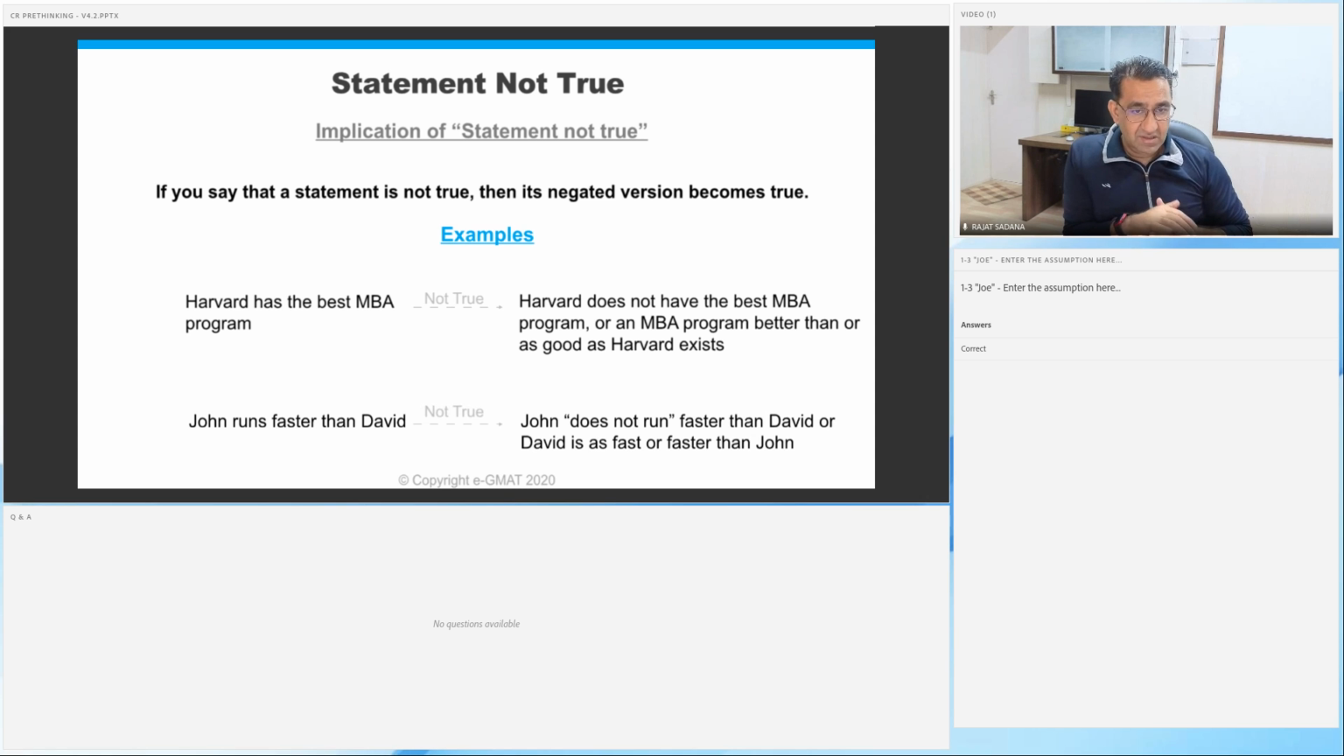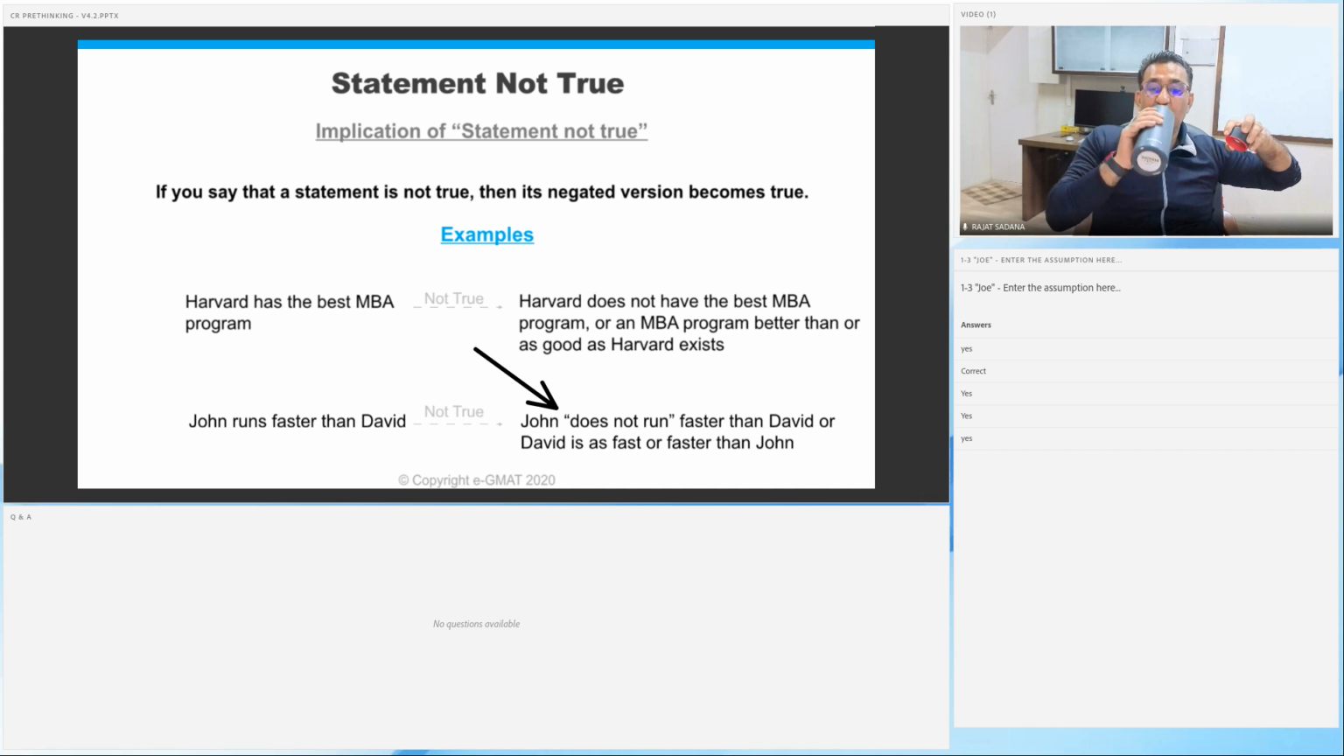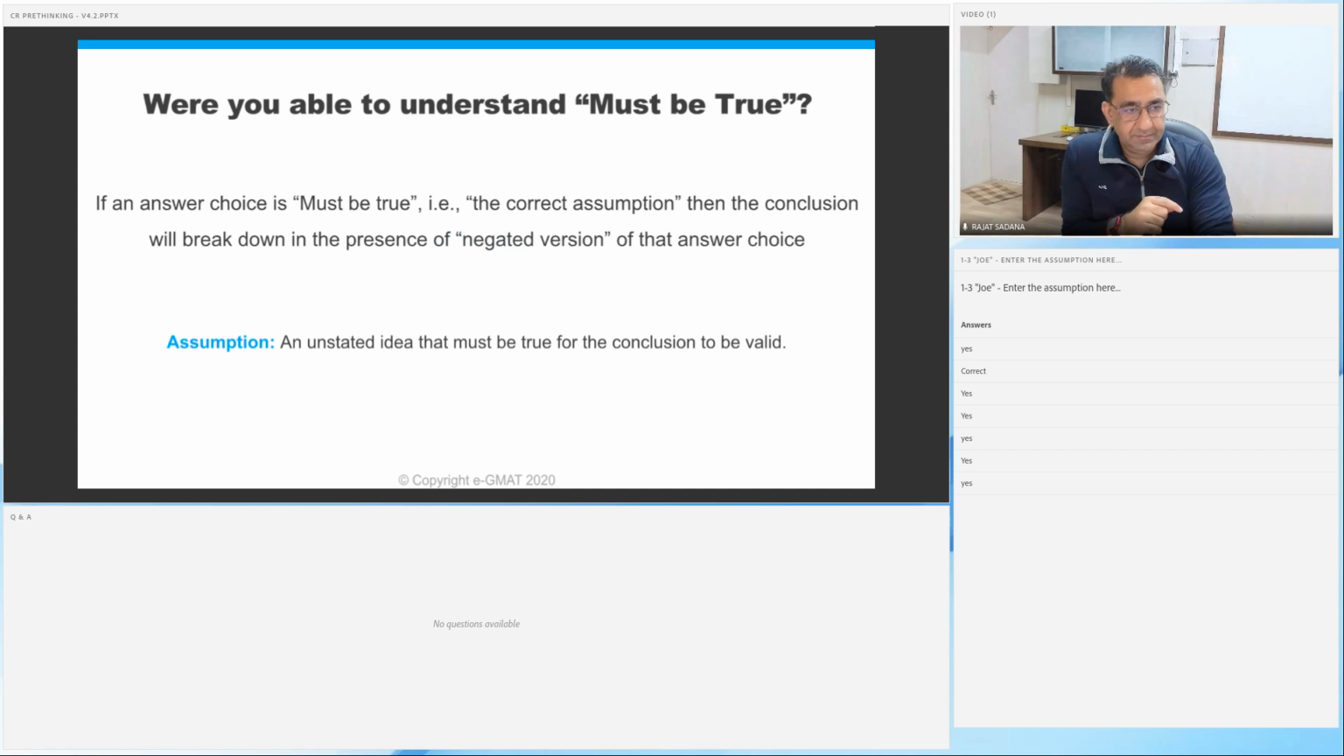Another example. John runs faster than David. You're saying, I don't think that's necessarily true. Then by default, you're also saying this. I want to see a few more yeses or correct over here, an acknowledgement that you guys are getting this. Perfect. Okay. So that must be true.